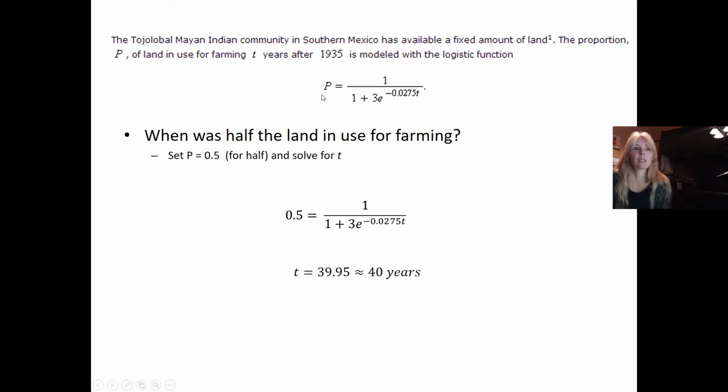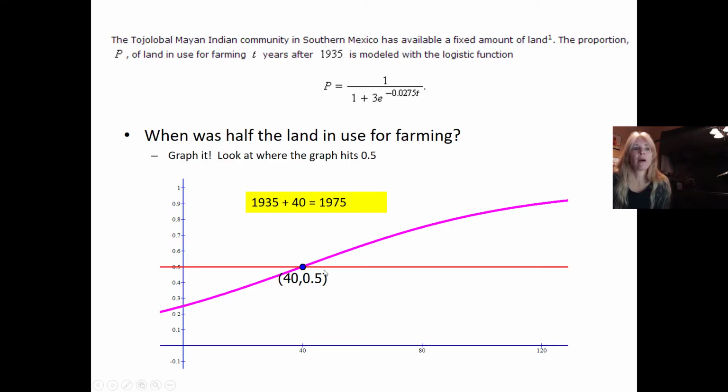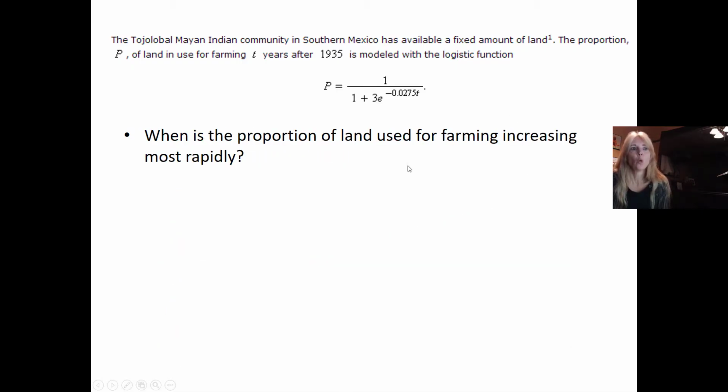Well, you could set this equal to 0.5, and remember that last slide, all of those steps that I went through? You should be able to go through all those steps and get this answer. Also, if I graph this, notice when half the land was in use for farming, half, I can see it on my graph. When is the proportion of land used for farming increasing most rapidly?